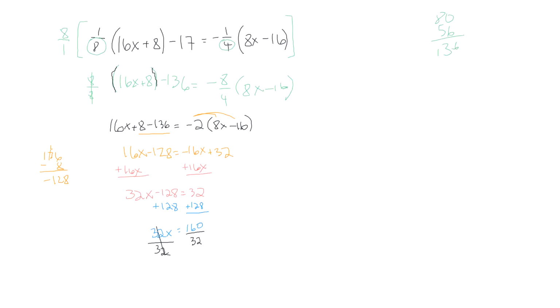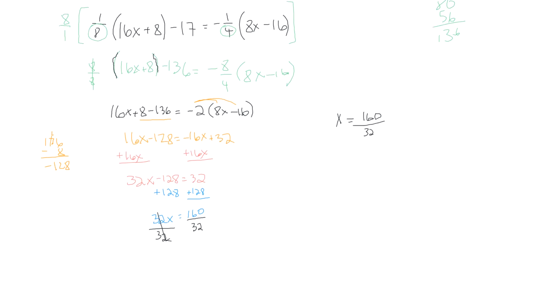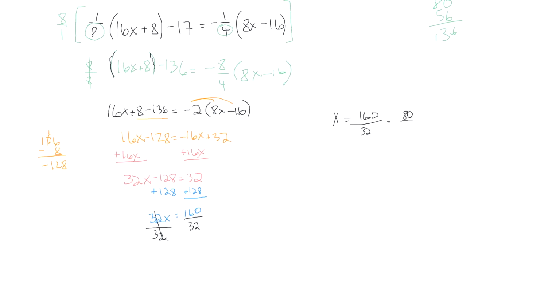And I end up with x equals 160 over 32. Since they're both even, you could divide by 16, but I'll just do half and half and half until I can't go anymore. So half of 160 is 80. Half of 32 is 16. And then I'll go again.